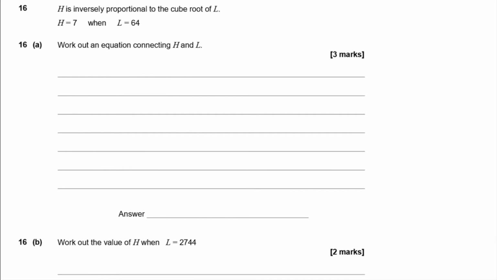Question 16. H is inversely proportional to the cube root of L. H is 7 when L is 64. Work out an equation connecting H and L. With these, this tells you how the two things are related to each other. So H is proportional to 1 over the cube root of L. Once we've written it like that with the symbol of proportionality in it, we can replace that symbol with equals K. So I get H equals K over the cube root of L.